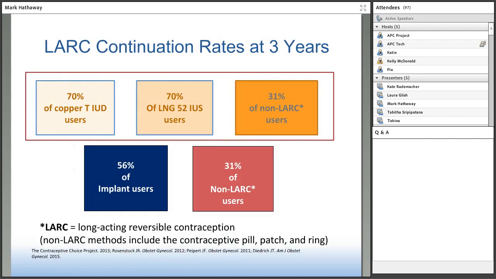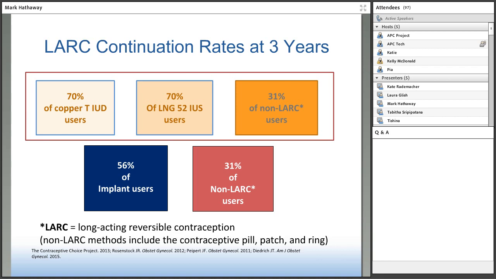They also followed these women out for longer, and at 3 years, they were still following about 4,000 or so women. Again, continuation rates stayed at fairly high levels, around 70% for both of the IUD types, as compared to non-IUD types or non-LARCs at about 30%. That includes the pill, the patch, the ring, and the injectables. So again, continuation is very, very high for these methods.